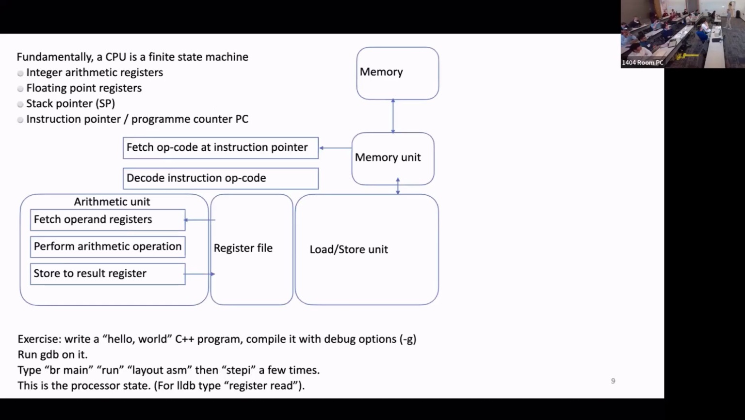So I'm trying, obviously I can't compress all of computer architecture science into like 20-minute waffling, right? But this is my best attempt, right? So fundamentally, a CPU is a finite state machine. It has a current state, or it has to be logically equivalent to a finite state machine.